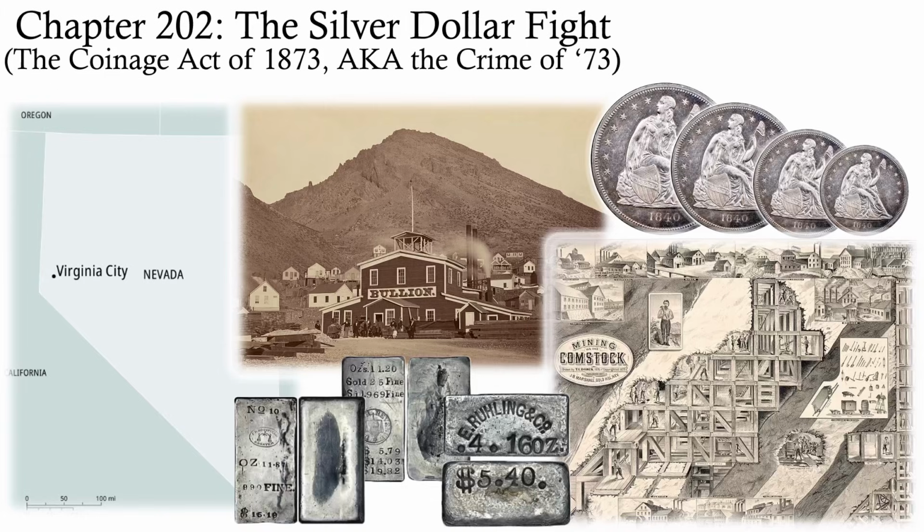The wealth generated from the Comstock Lode significantly boosted the U.S. economy and helped finance the Union during the Civil War, which helped the Union win and is the reason why Nevada joined the Union and became a state in 1864.